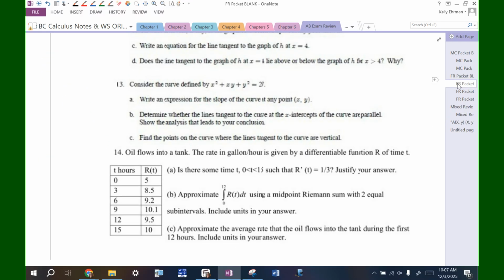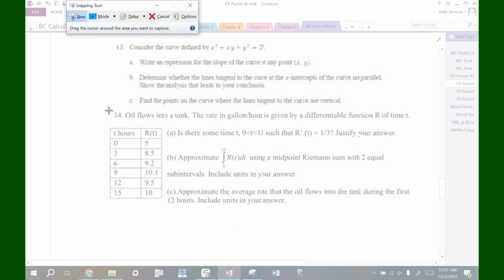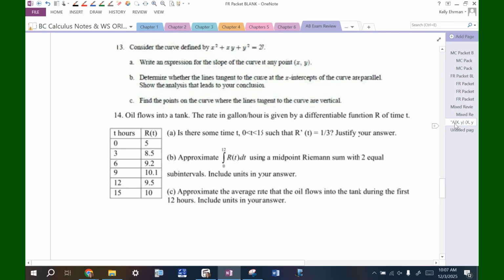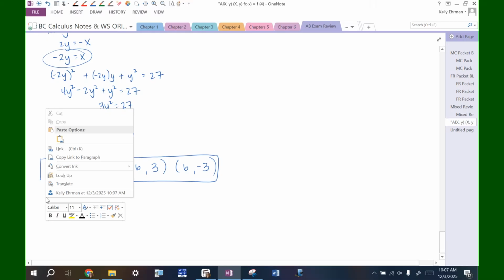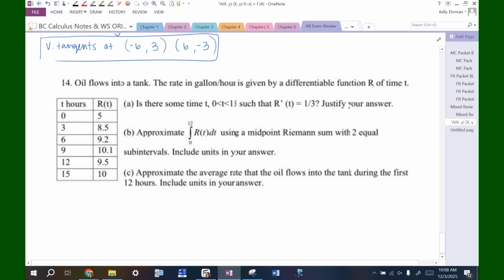All right, I think there was one more on this page, and I've got time to do it. All right. So oil flows into a tank. This feels like related rates, or maybe it's Riemann sums here. Oil flows into a tank. The rate in gallons per hour is given by a differentiable function r at time t. So sometimes I like to label this just so I remember.